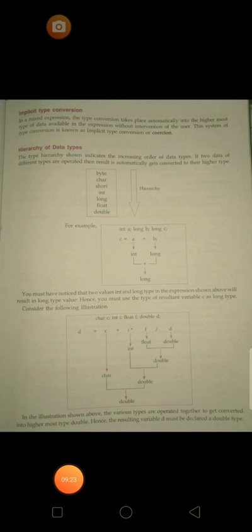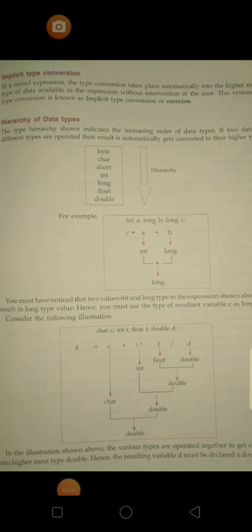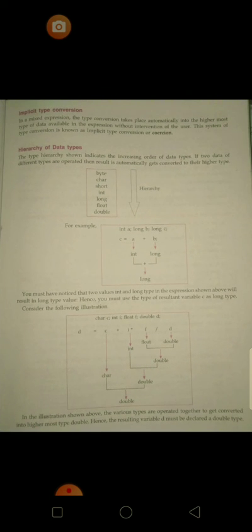So let's talk about implicit type conversion. In a mixed expression, the type conversion takes place automatically into the highermost type of data available in the expression without intervention of the user. This system of type conversion is known as implicit type conversion or coercion. Whenever data types are promoted, it is known as coercion.